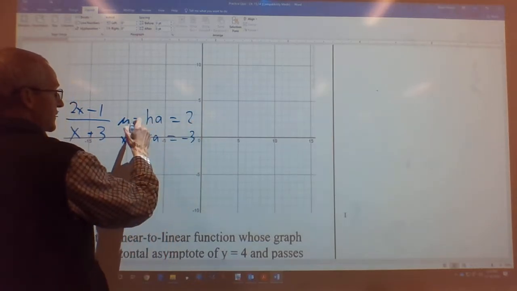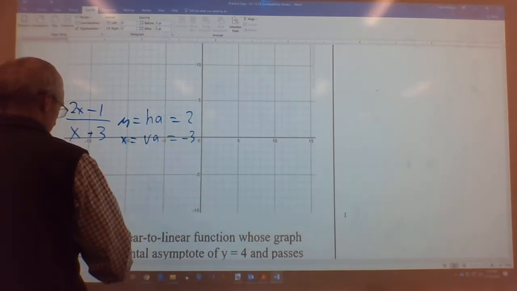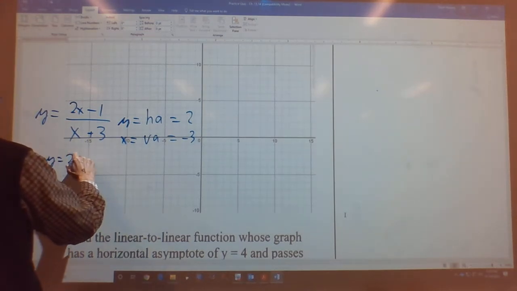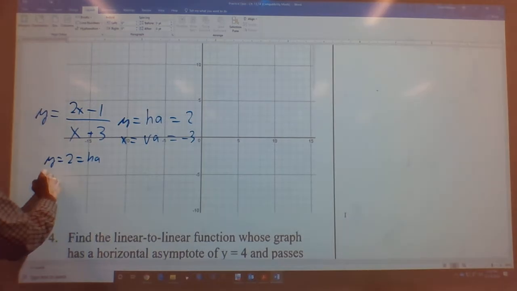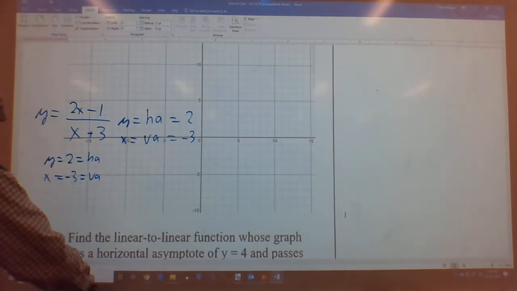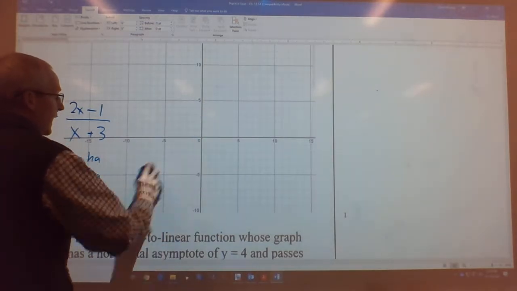So the y, it approaches 2. So here's 2. So then I should write this over here. So y equals 2 is the horizontal asymptote. X equals -3 is the vertical asymptote. Now I can erase all that. Now I can put it on here.